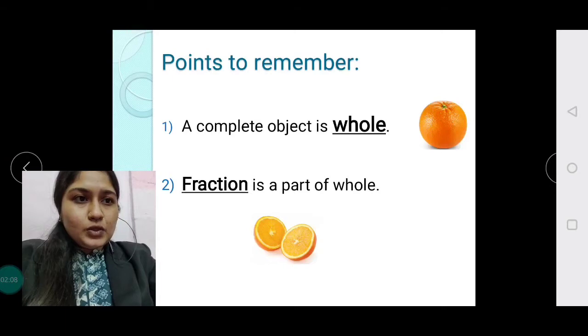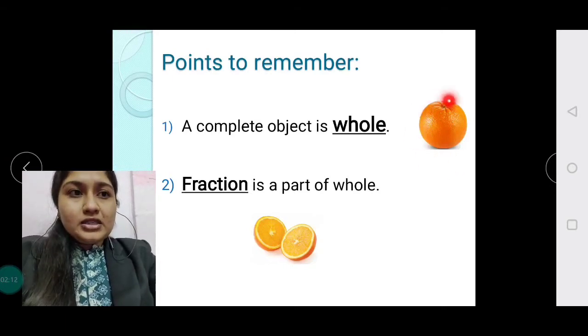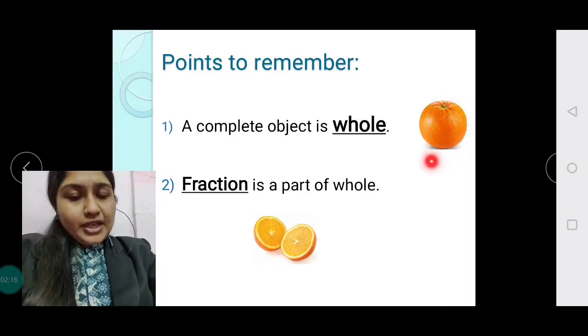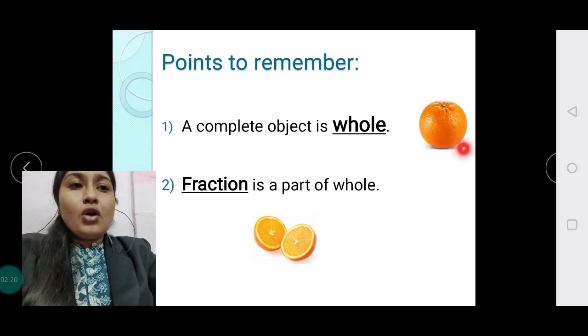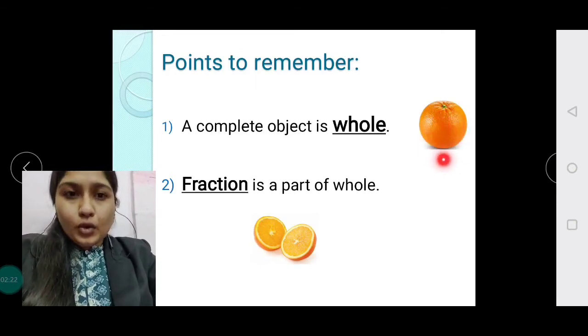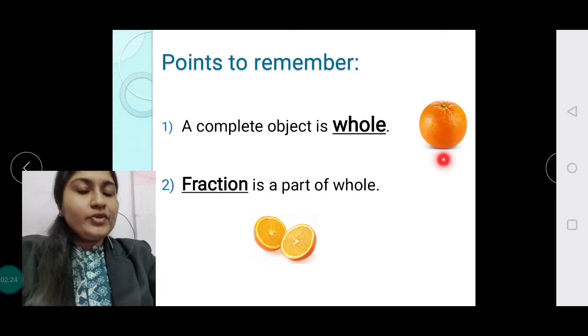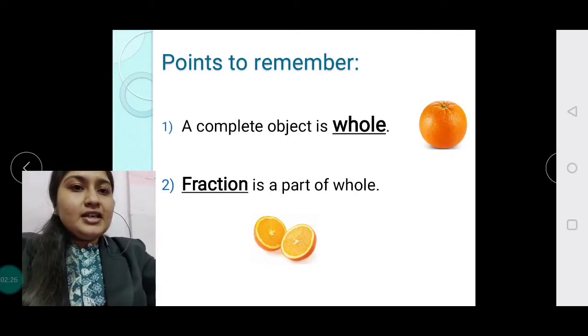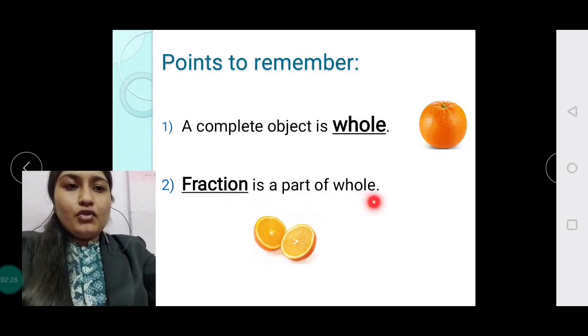Students, near this you can see an orange, right? So, this orange is whole. Students, it can be any object. खाने वाली चीज भी हो सकती है, right? So, ये orange है वो पूरा क्या है? whole है, मतलब पूरा का पूरा है. Then, second: fraction is a part of whole.